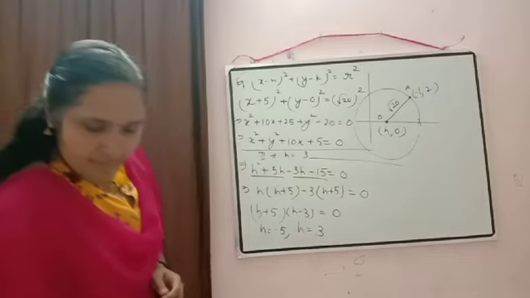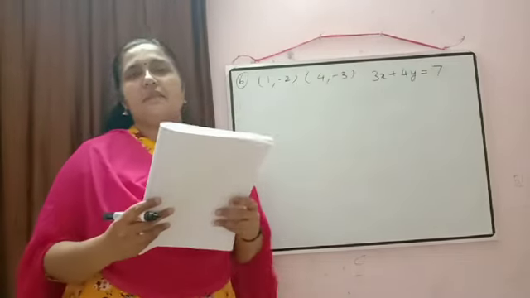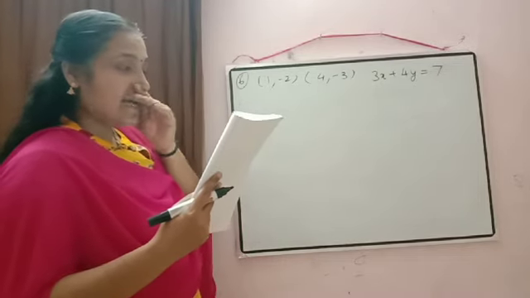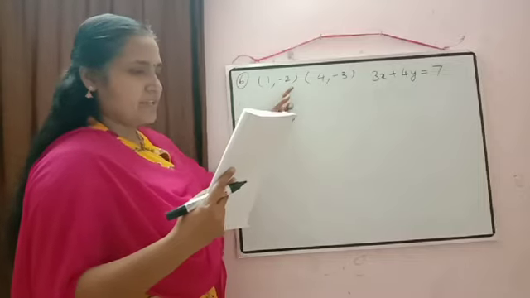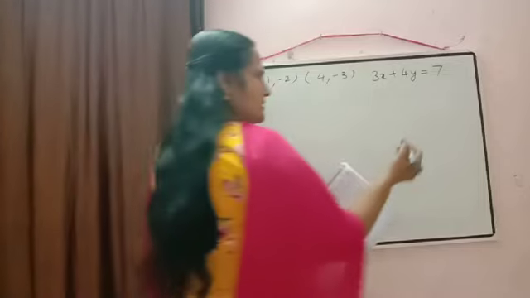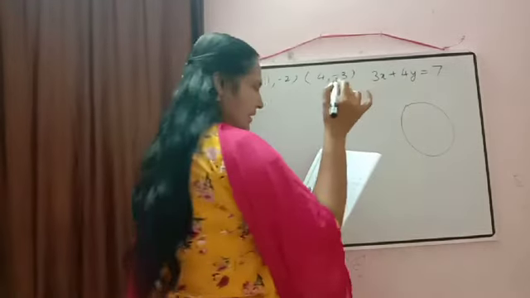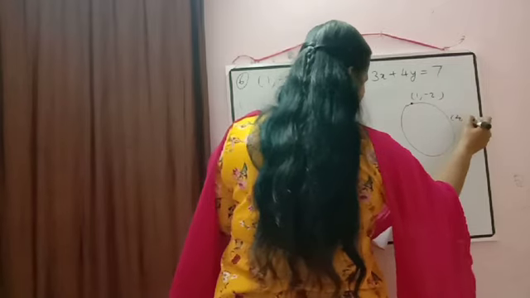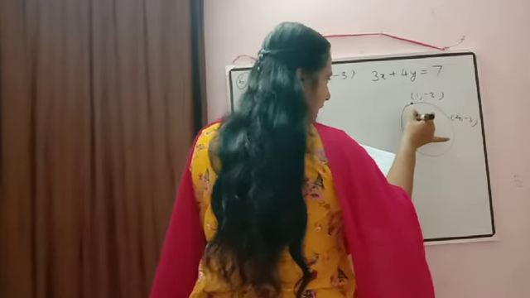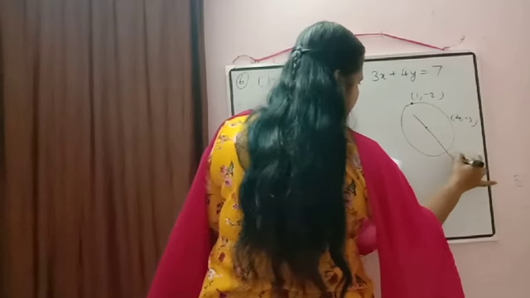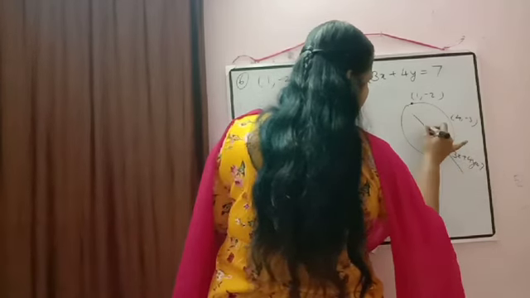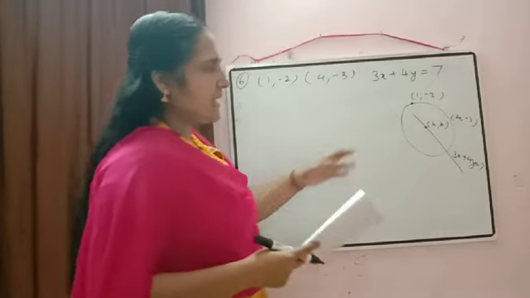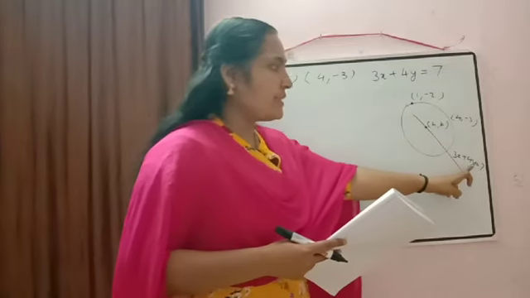Okay. Now we will do the next question. Now check. In this question it is given: find the equation of the circle which passes through the points 1 comma minus 2 and 4 comma minus 3, and the center lies on the line 3x plus 4y is equal to 7. And normally we are taking the center as h comma k. So we are saying h comma k lies on this line there.